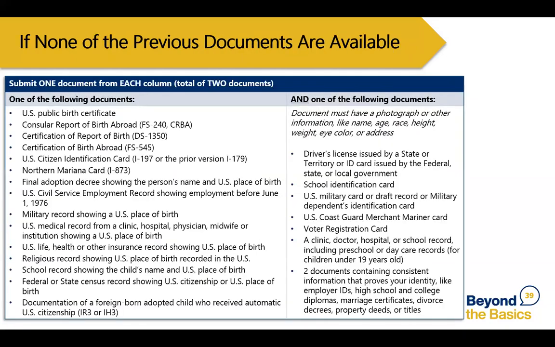Next slide, please. If, however, the individual does not have one of those documents, then they're going to have to send in two pieces of documentation. One from the left side of this chart, and the second from the list on the right side. On the left side, you're generally trying to show that the person has citizenship. The second document is generally trying to prove identity. Together, they create full documentation of citizenship for eligibility purposes. Next slide, please.